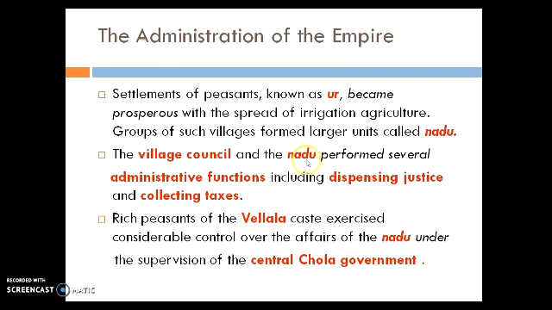The village council and the Nadu performed several administrative functions, including dispensing justice and collecting tax. Also, all of these were controlled by the Vellala caste under the supervision of the central Chola government.